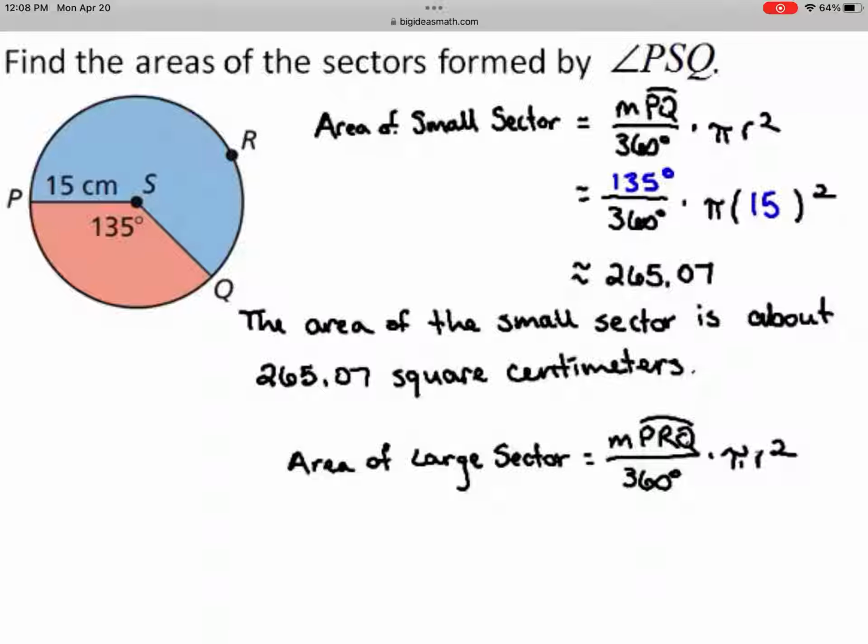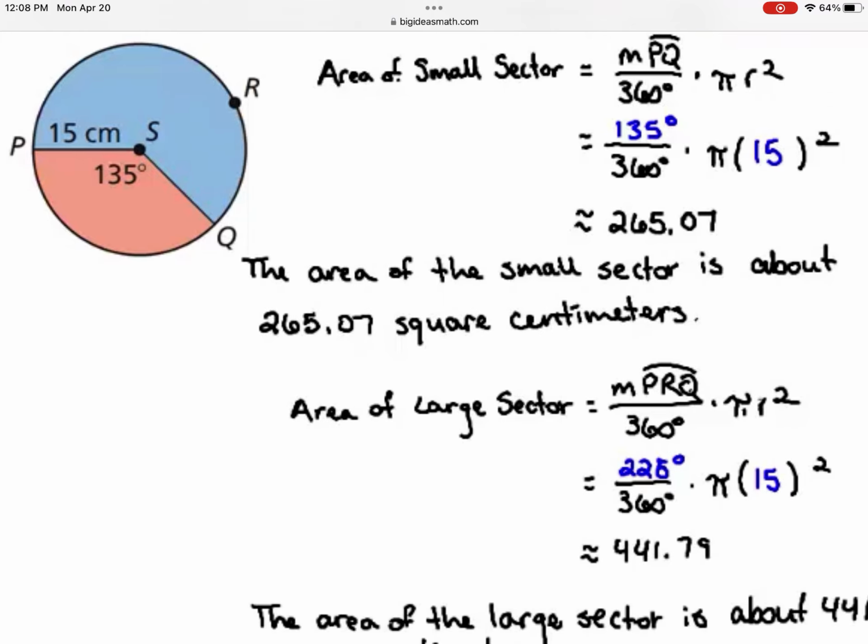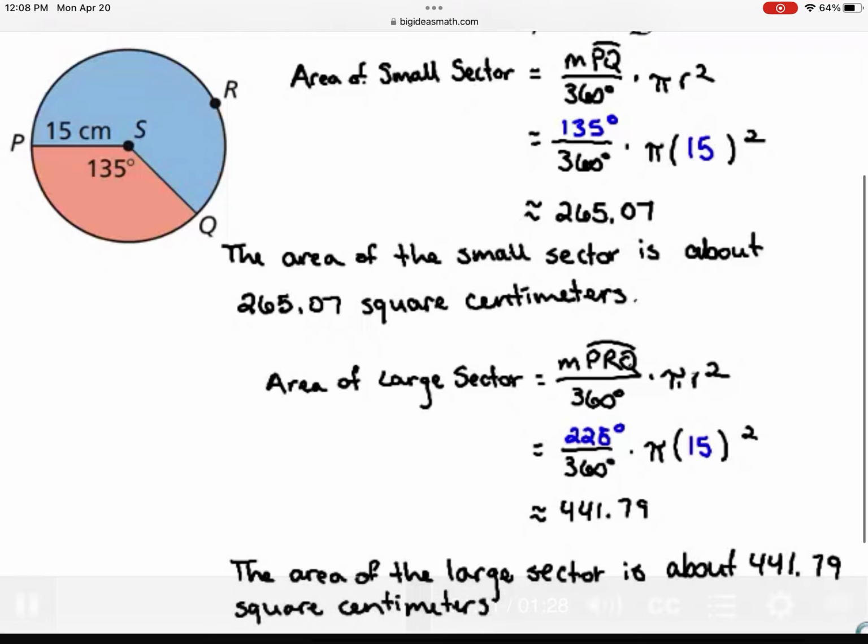So substituting in the given information gives 225 degrees divided by 360 degrees times pi times 15 squared. Using a calculator to solve gives about 441 79/100. So the area of the large sector is about 441 79/100 square centimeters.